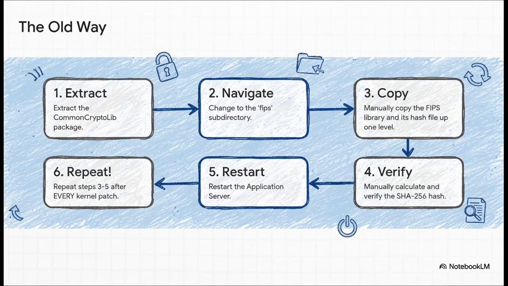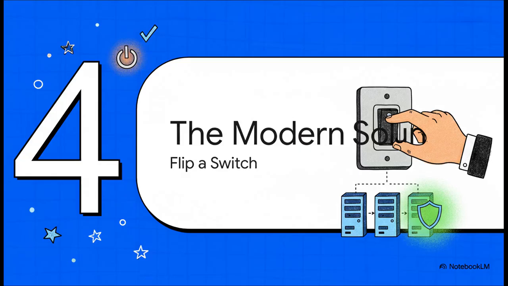Let's just feel the pain of the old way for a second. For any version before 8.4.42, you had to extract the package, dig into a FIPS subdirectory, copy files, manually run a command to check a hash value just to make sure you didn't grab the wrong file, then restart. But look at step 6. That's the real kicker. Repeat after every kernel patch. It was this constant manual chore just waiting to be forgotten during a late-night patching session. Okay, deep breath. Because thankfully for most of us, those days are over. Let's look at the modern way and see just how much better life is now.